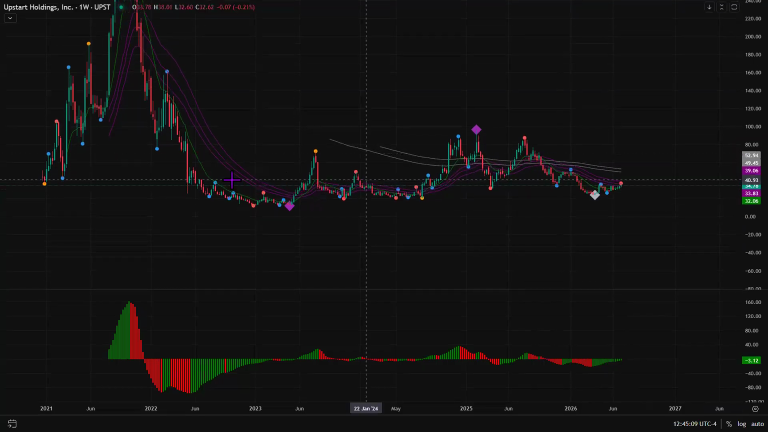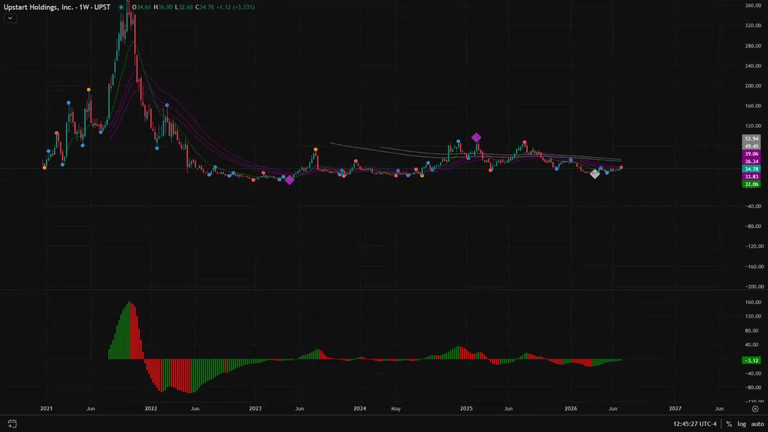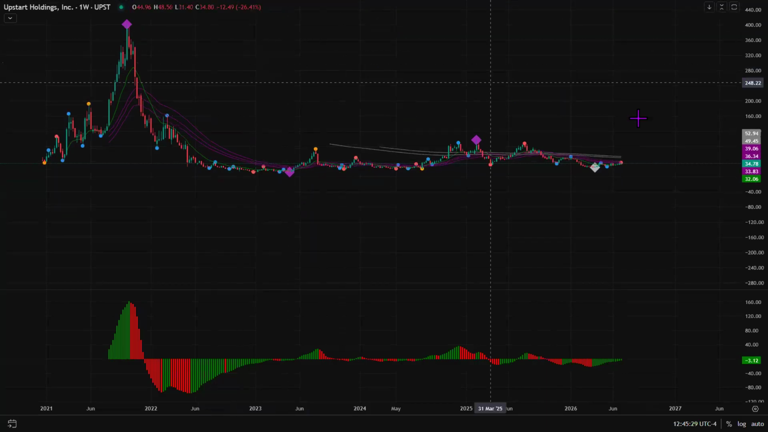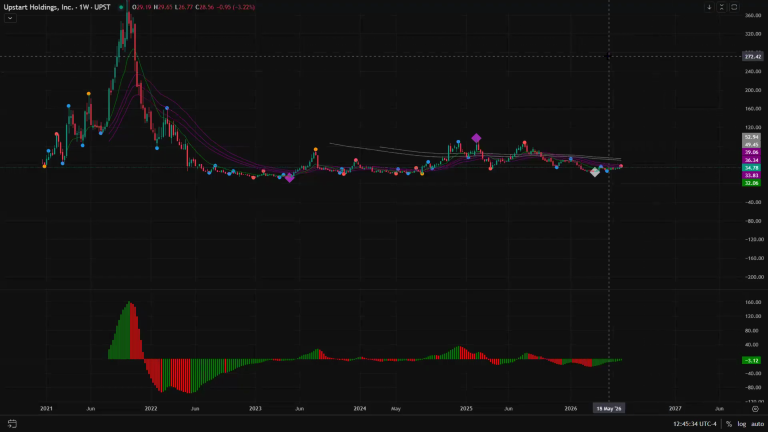This is not one that I would want to buy. So if I wouldn't want to buy it, the question is, would I want to sell it? I don't know. After being at 400 and now being down at 34, it's kind of difficult to sell it as well. But it looks horrible. It looks kind of bearish.